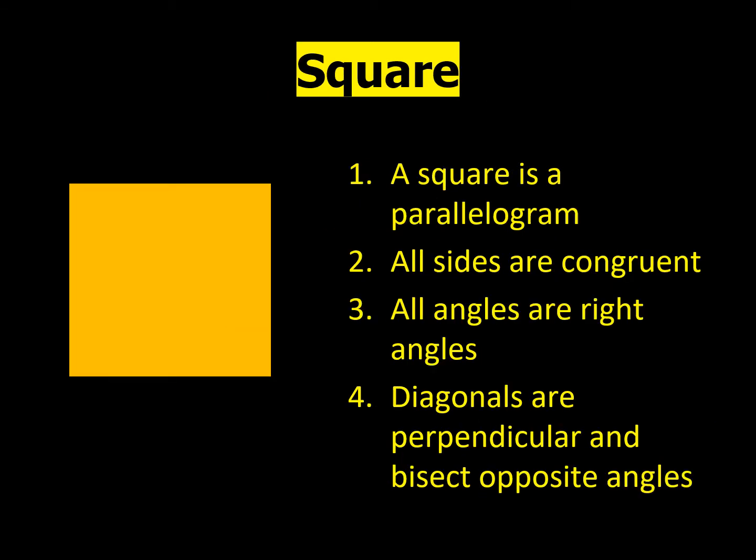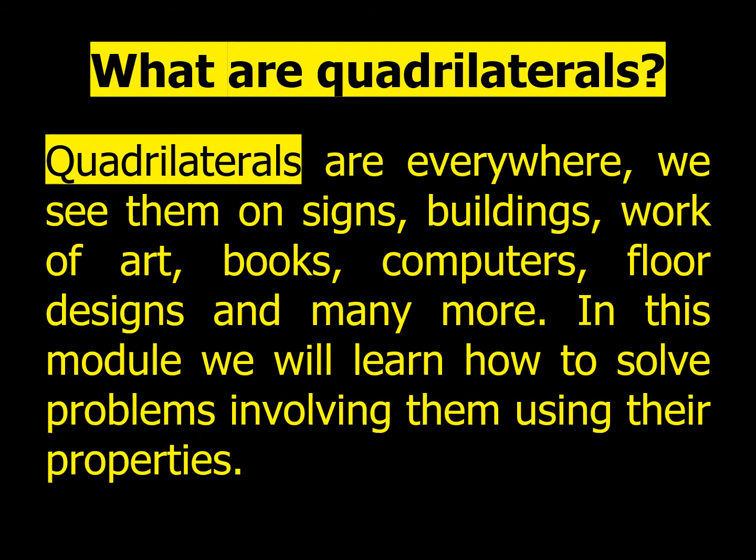And lastly, we have square. A square is also a parallelogram that has all sides that are congruent. All angles are right angles, and diagonals are perpendicular and bisect opposite angles.